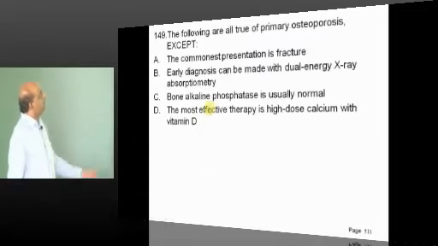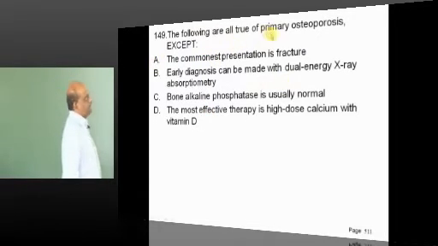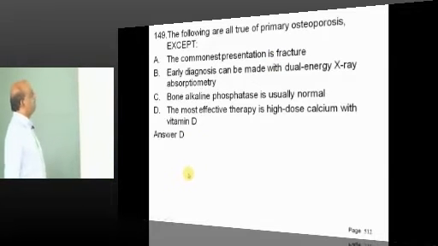Now doctor, primary osteoporosis, what is the exception about it? D? That's good.